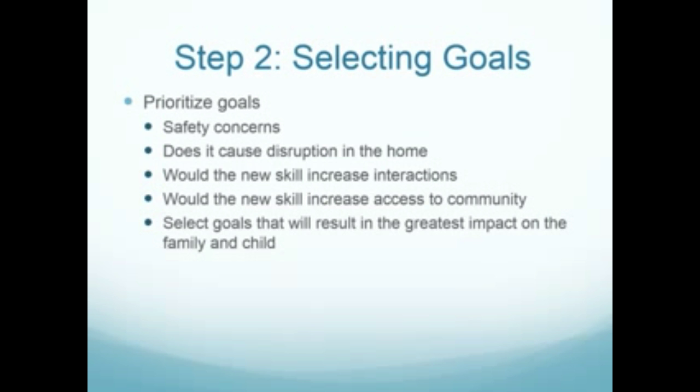Does it cause disruption in the home? Would the new skill increase interactions? Would the new skill increase access to the community? Select goals that will result in the greatest impact on the family and child. If you feel like the parent wants to work on something that's out of our scope, this is a list you can give them and ask, okay, where does it fall into this list?